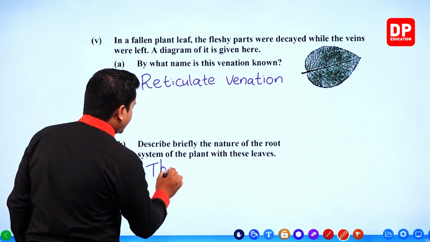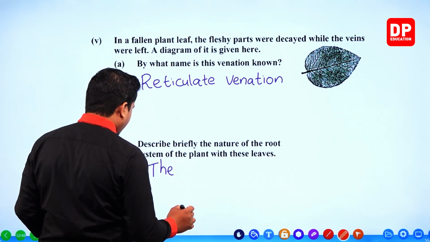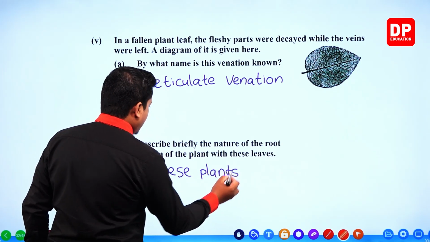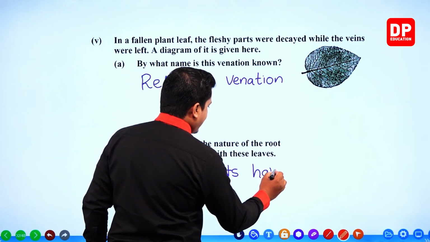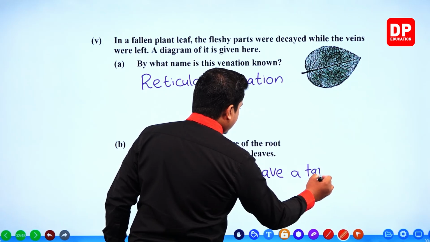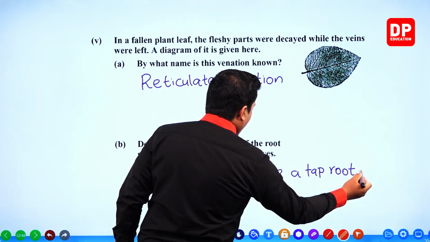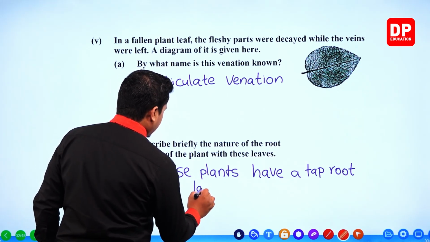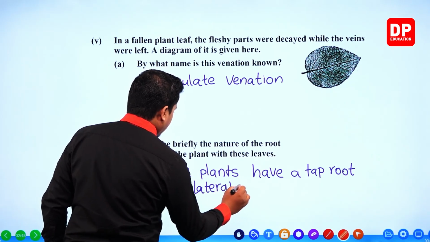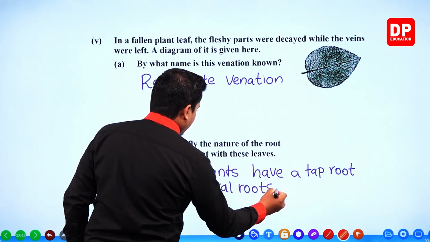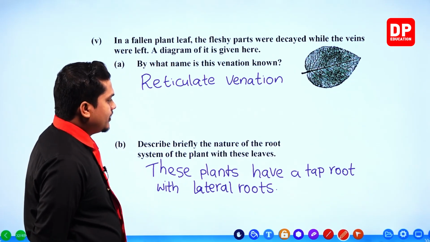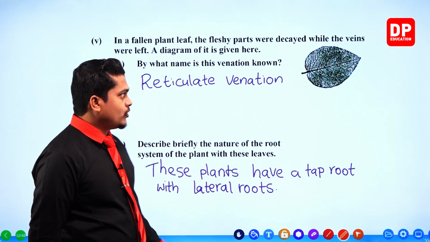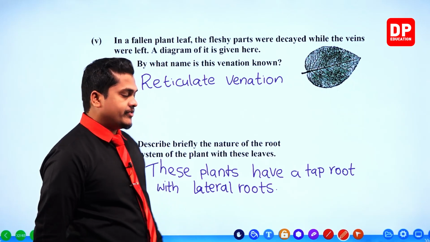These plants have a taproot system. So these plants have a taproot with lateral roots, right? This is the root system related to a plant that has the reticulate venation.